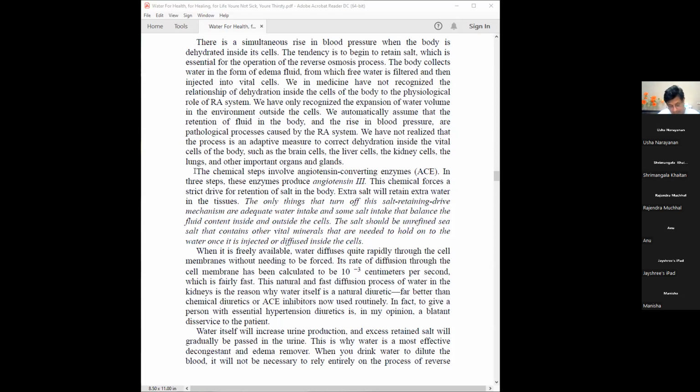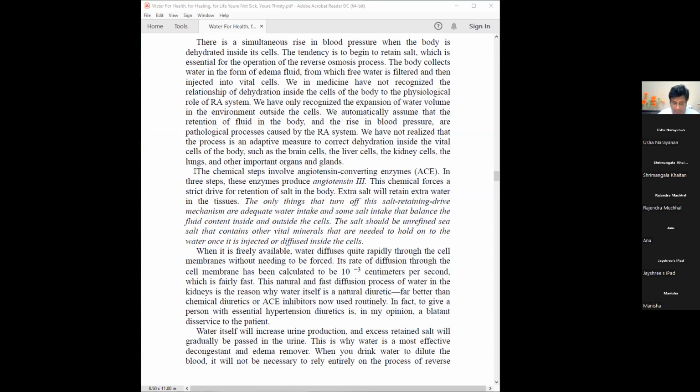The chemical steps involve angiotensin converting enzymes, ACE, in 3 steps. These enzymes produce angiotensin 3. This chemical forces a strict drive for retention of salt in the body. Extra salt will retain extra water in the tissues. So salt helps us to retain the water in the tissue. The only things that turn off this salt retaining drive mechanism are adequate water intake and some salt intake that balance the fluid content inside and outside the cells.